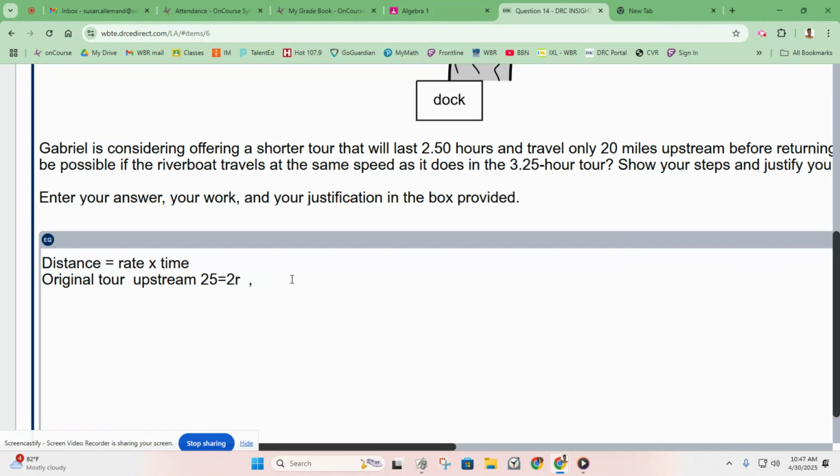On paper, if we were solving this, think about what you would do to get the R alone. R is being multiplied by 2, so what we would do is divide both sides by 2. I need to show that or say in words, divide both sides by 2. If you want to just show it, you would type 25 over 2 equals 2R over 2. That is showing that we're dividing both sides by 2.